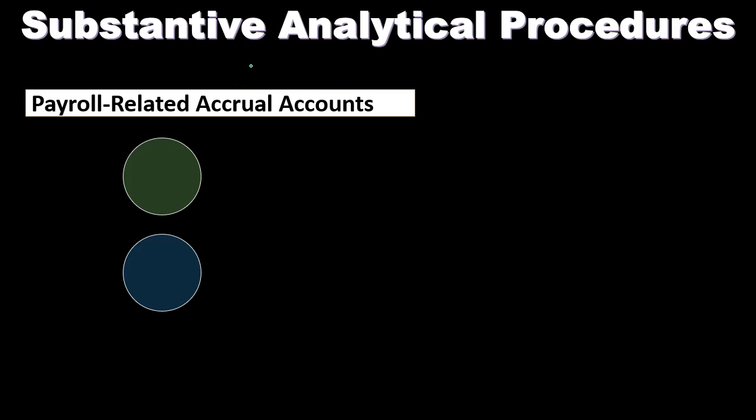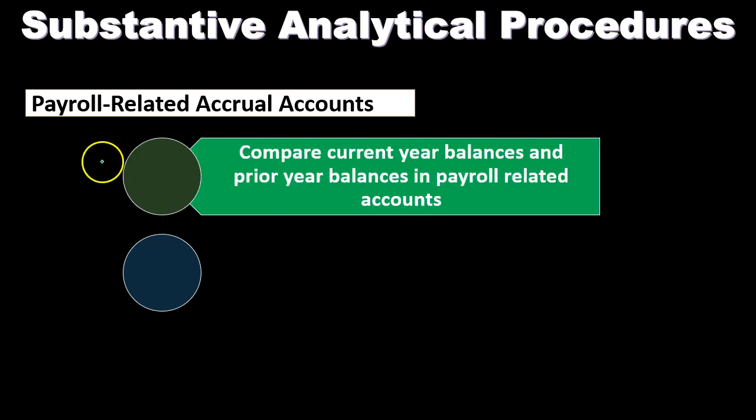Analytical procedures meaning those things we're doing in the office, the comparison, ratio analysis, this time for payroll-related accrual accounts. Compare current year balances and prior year balances in the payroll-related accruals. So when we think about payroll-related accruals, those timing type of differences that we might have, you would think that they would be somewhat similar to the prior year accruals, because you would think that we would have similar payroll accrual issues. In other words, if you think about the payroll, notice that it's often one of those adjusting type of entries that we do at the end of the year.